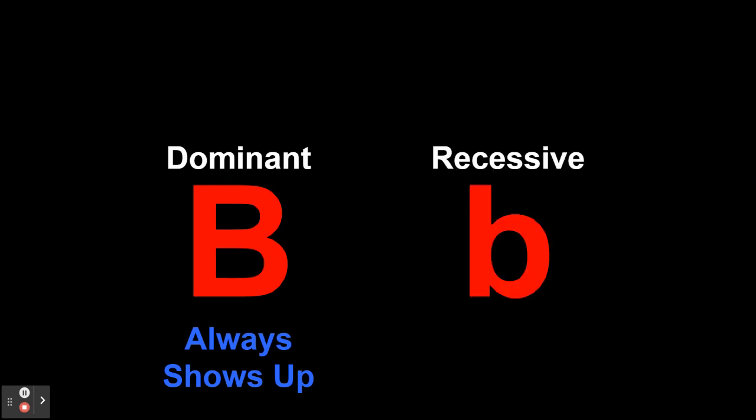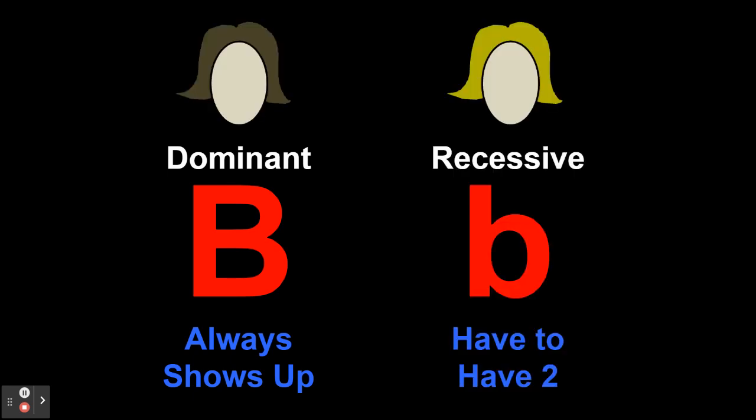Now, alleles can be dominant. That means they always show up, or recessive. You have to have two. So in this case, we're going to say brown is dominant to blonde.